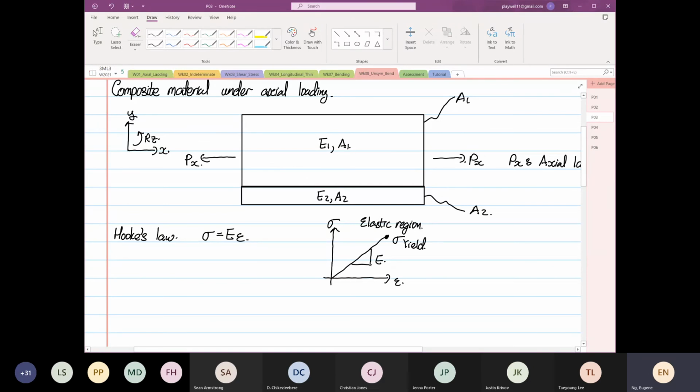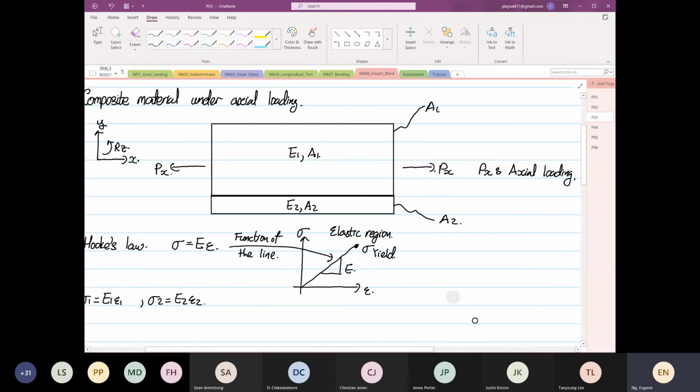So Hooke's law is in fact the function of the line. That here is a relationship: stress is equal to E multiplied by epsilon. So based on material 1 and material 2, stress 1 is equal to E1 epsilon 1, and then stress 2, meaning stress acting on material number 2, is E2 epsilon 2.